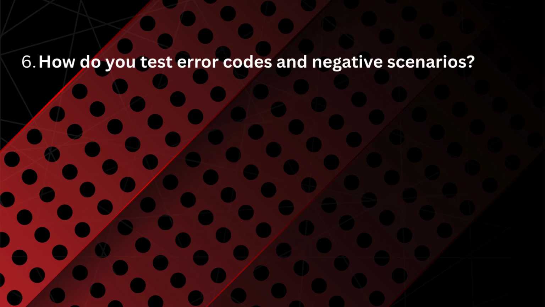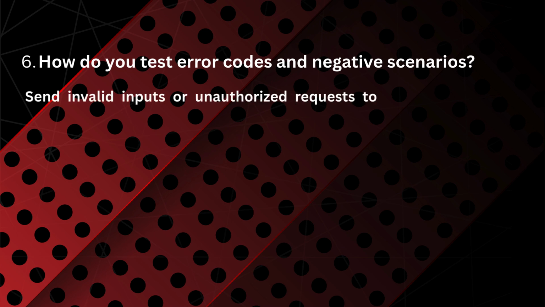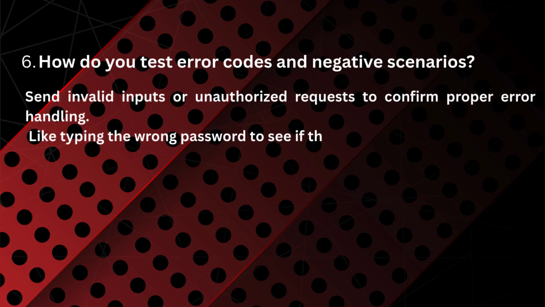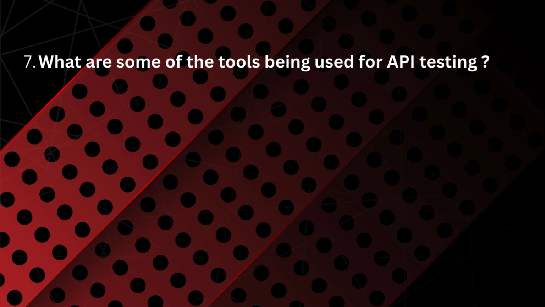Number 6. How do you test error codes in negative scenarios? Send invalid inputs or unauthorized requests to confirm proper error handling, like typing the wrong password to see if the system says, access denied.